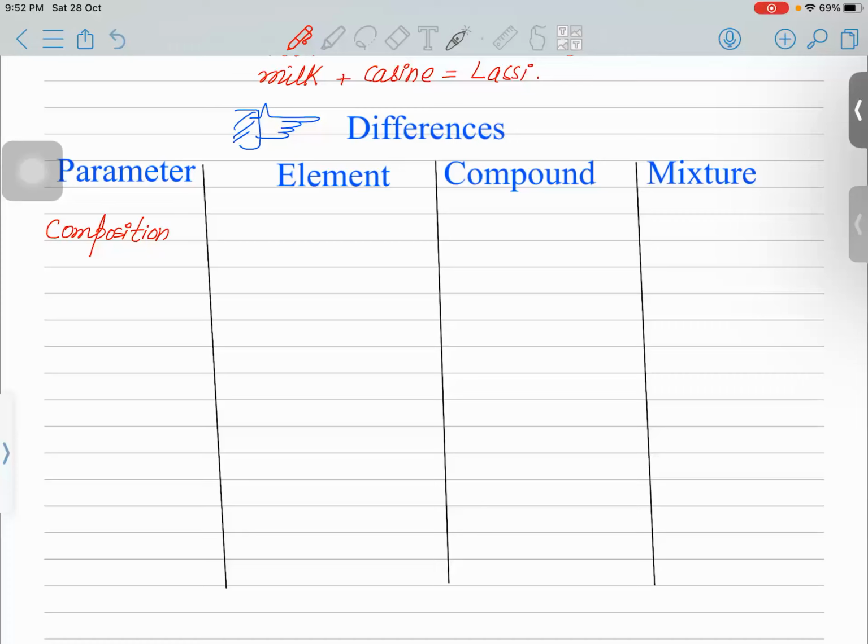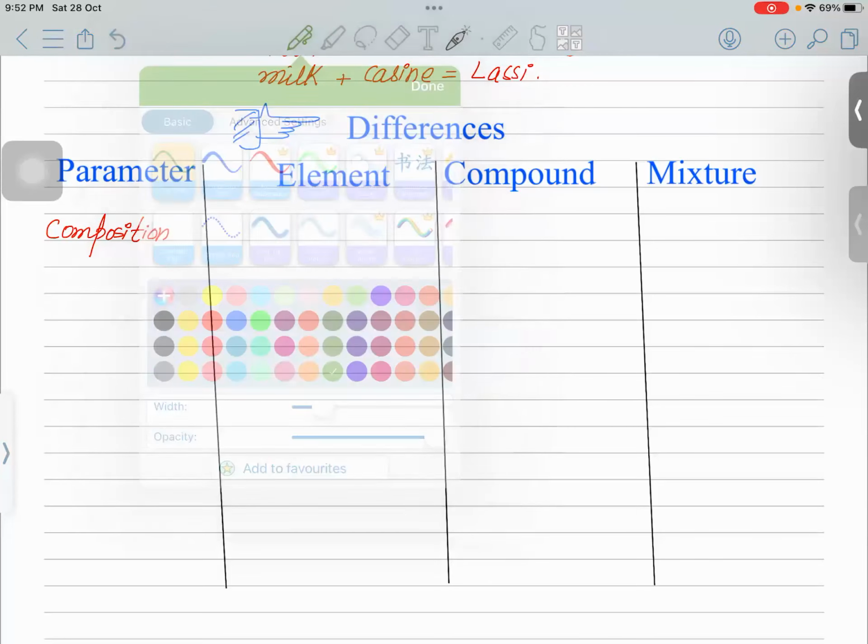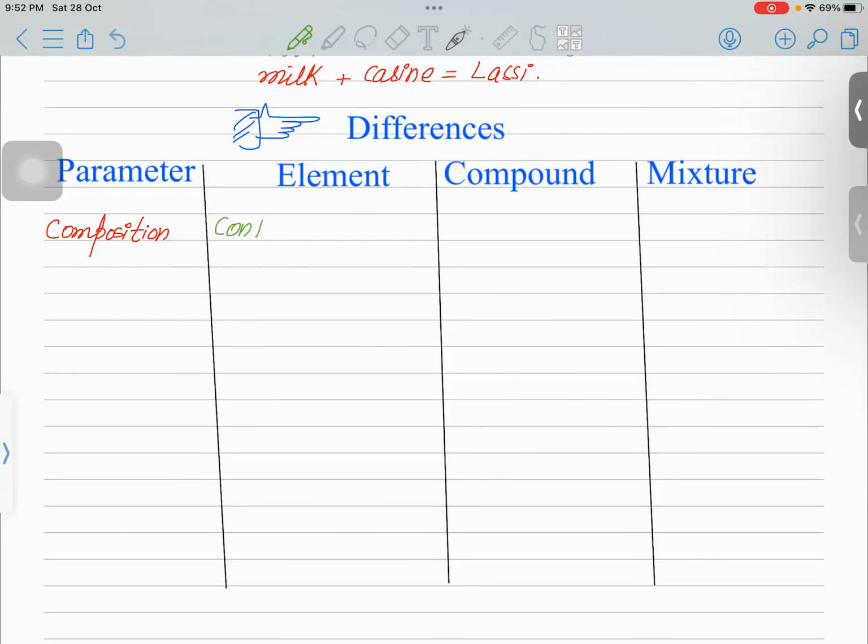Sir, composition is like, what is it made of? Composition of element. What can we say about the composition of element? It's just one, from the same type of atom. So it contains one type of element, right? So first is, contains only one type of atoms.